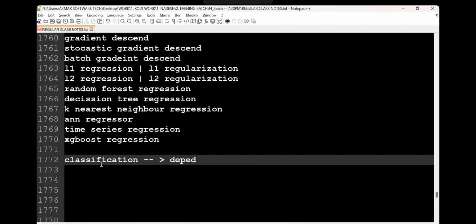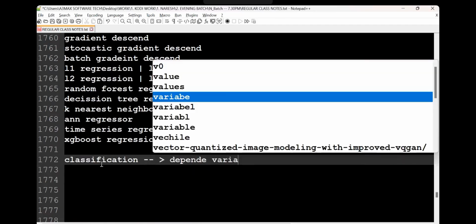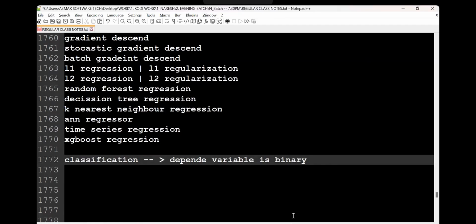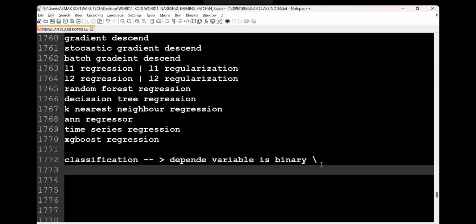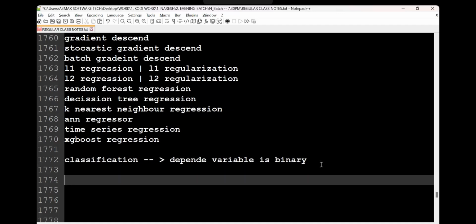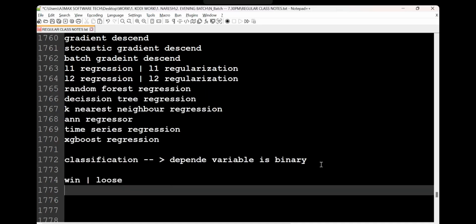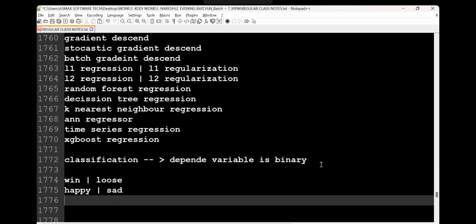Can I go to classification? Classification means the dependent variable is binary. So can we talk about what is meant by binary? India wins the match or loses the match. Binary or not? Win or lose. Okay. Today you guys are happy face or sad face. Classify. Understand?